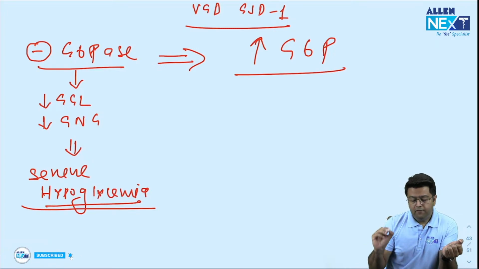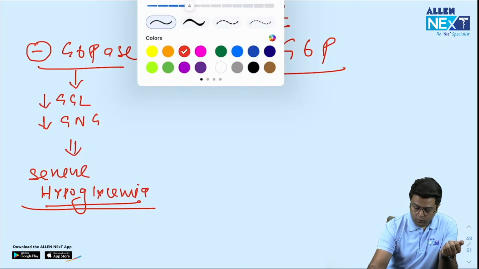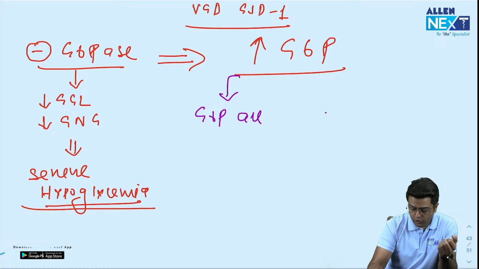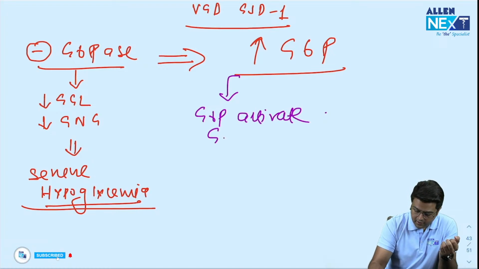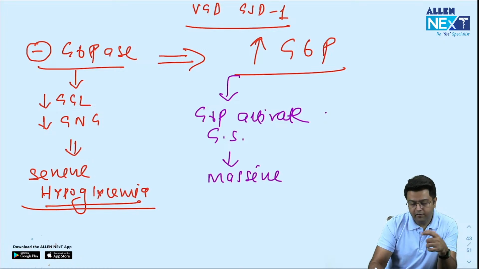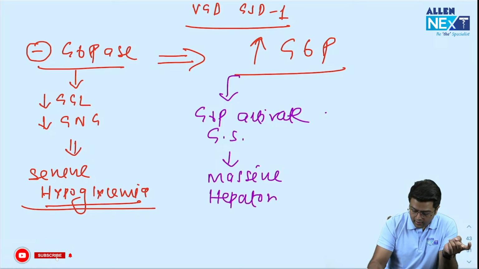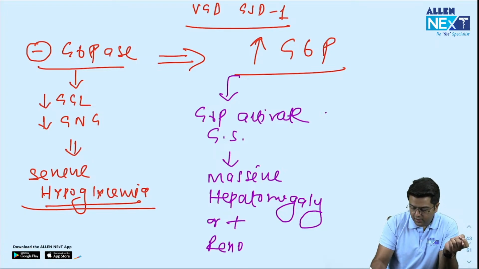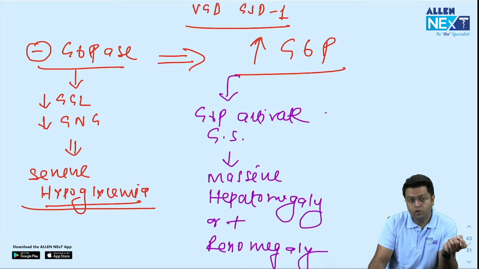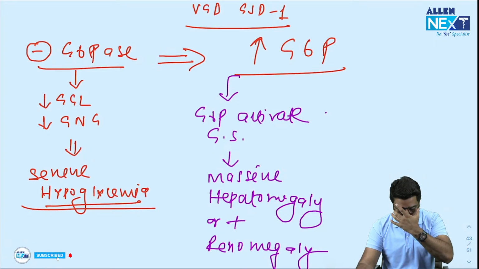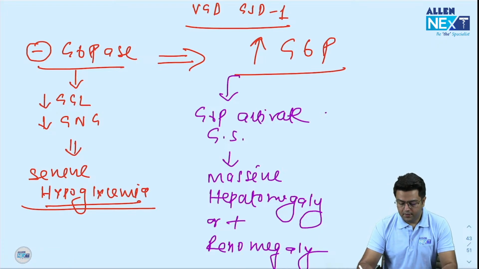Then if there is an increase in glucose 6-phosphate, guys, there are 2 possibilities, right? What are the 2 possibilities? First of all, glucose 6-phosphate, I told you already, activates the glycogen synthesis. Because of this, this is an allosteric activator I told you just now, there will be massive hepatomegaly, or maybe also renomegaly, that can also be present. So these 2 are the important things that can happen in this case.